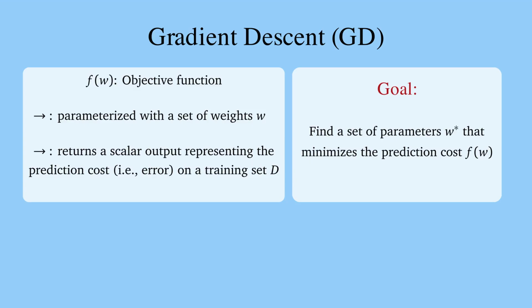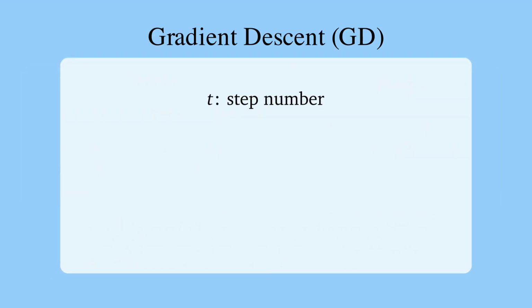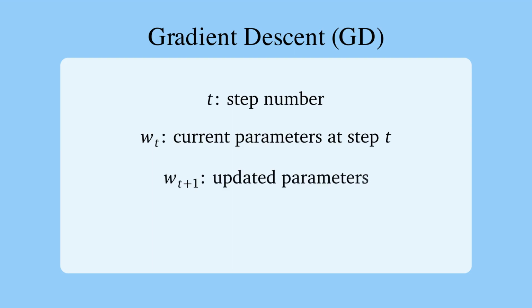In the context of neural network, function f is evaluated on a dataset D, and the output of f is associated with the prediction cost or error of the network, and we want to minimize this prediction cost. Gradient descent is an algorithm for minimizing the cost function f in an iterative fashion. We use t to denote the step number of the optimization throughout this video. So in each step t of the gradient descent algorithm, we can name the current parameters as w sub t, and we want to make an incremental update to these parameters and get w sub t plus 1.